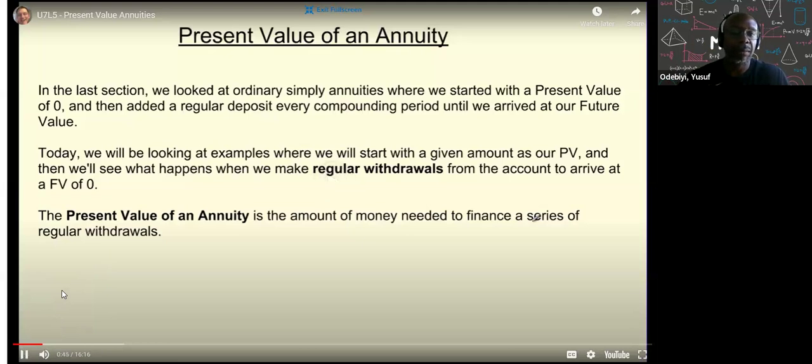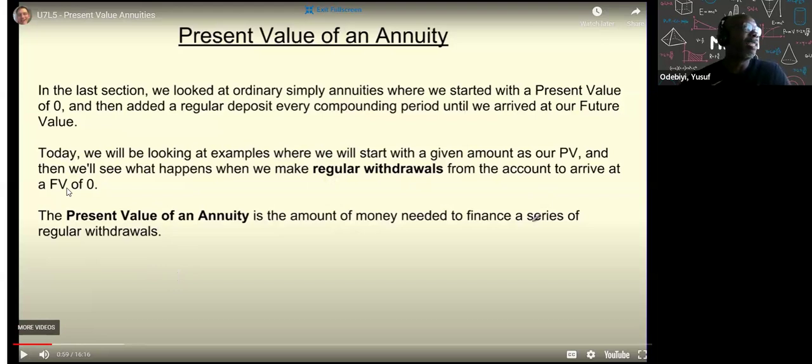Today's lesson, what we're going to do is look at examples where you start with a present value, but then you're going to make regular withdrawals away from the account before you arrive at a future value of 0. This is called the present value of an annuity. So that's the key right here. We're talking about the present value of an annuity. So I need to take out money now so that my future amount is 0.